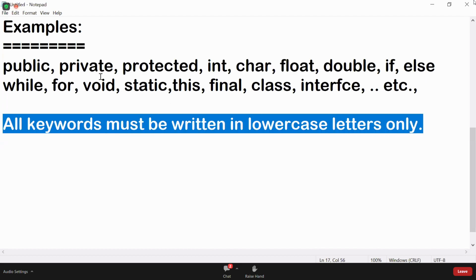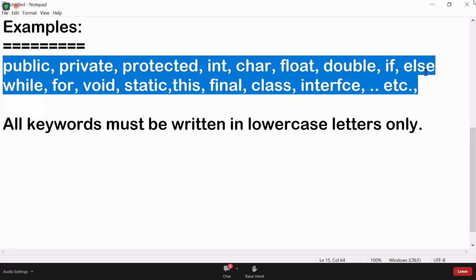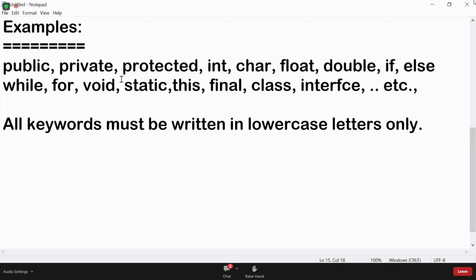You observe here I didn't write capitals, all small letters. In an identifier, capital letters are also valid, small letters also valid, mixed also valid. That's what I gave yesterday: demo in small letters, demo in capital letters, demo in mixed letters. Like that is possible. But keywords, compulsory small letters.